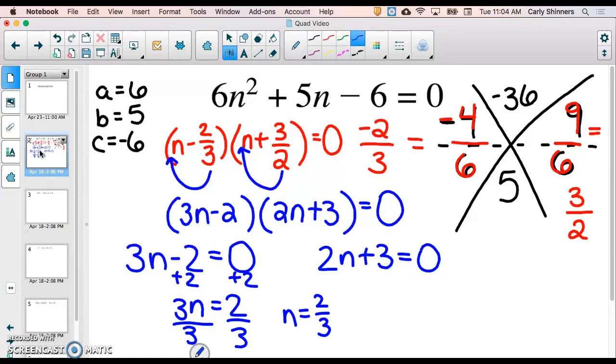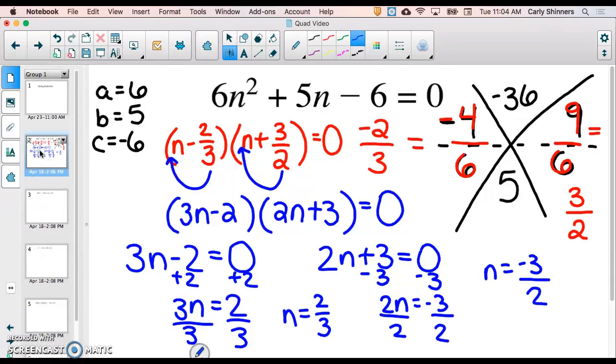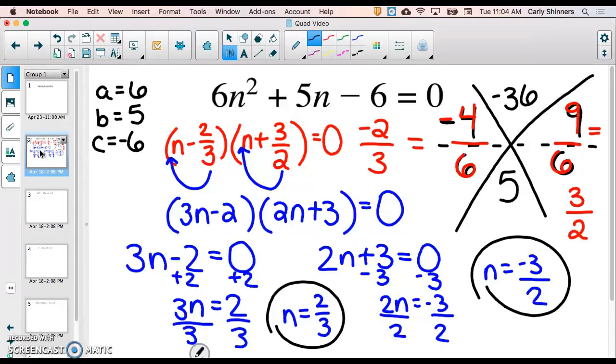Let's solve this one. My second x-intercept is negative 3 over 2. So these would be your final answers, right? And like I predicted, one's positive, one's negative. And notice, aren't they just the opposite of my reduced fractions? So that's another shortcut you can use, is notice it's just going to be the opposite. So that's a great tool to use as well.